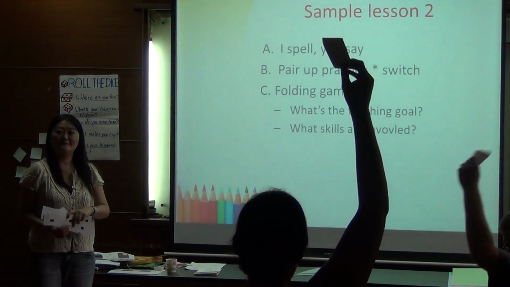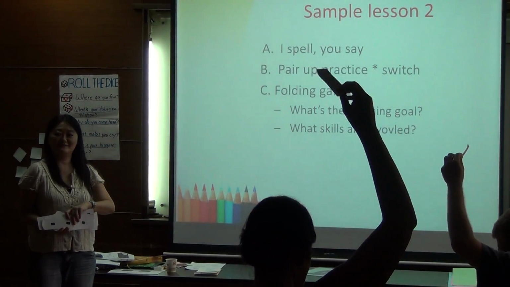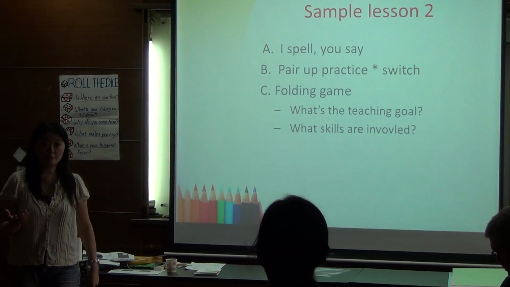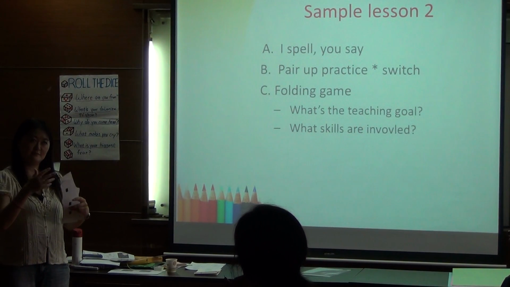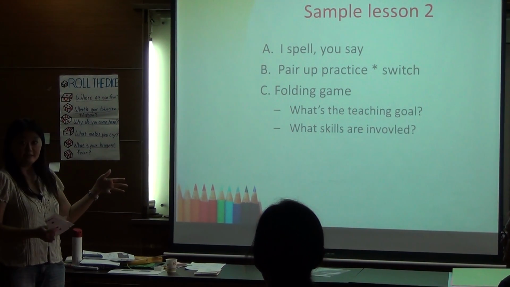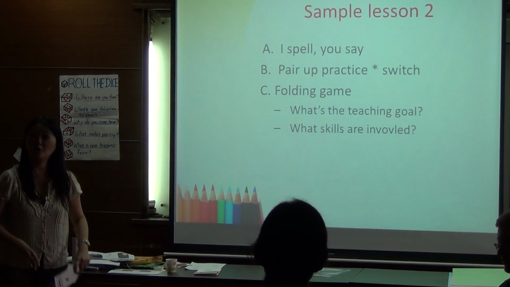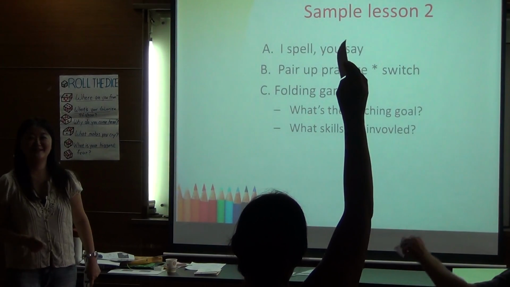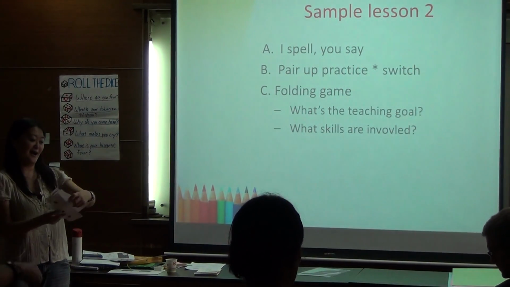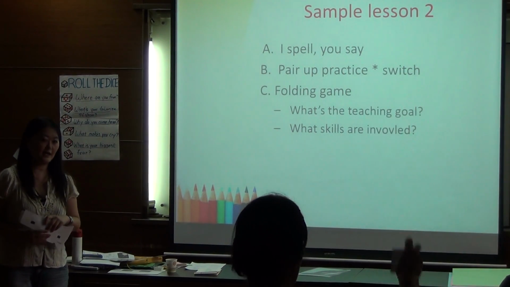P-A-P-A-Y-A-S. Papayas. Very good. B-A-N-A-N-A-S. Bananas. Very good. Now, after a few rounds, you can reverse the game. It will become I say, you spell. For example, apples. A-P-P-L. Now you have to show me your card. Pears.